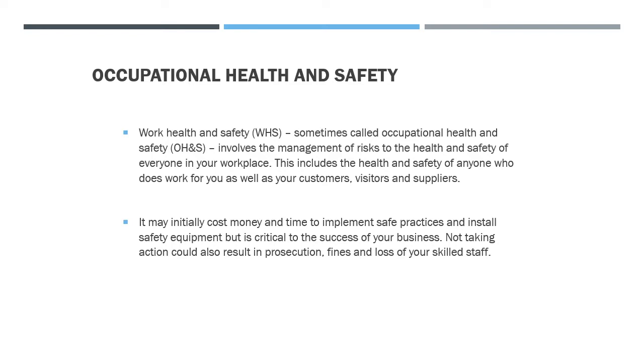In Victoria, occupational health and safety involves managing the health and safety of everyone in your workplace. This includes the health and safety of everyone who does work for you, as well as your customers, visitors, and suppliers. This may initially cost money and time to implement safe practices and install safety equipment, but it's critical to the success of your business. Not taking action could also result in poor outcomes and loss of skilled staff.